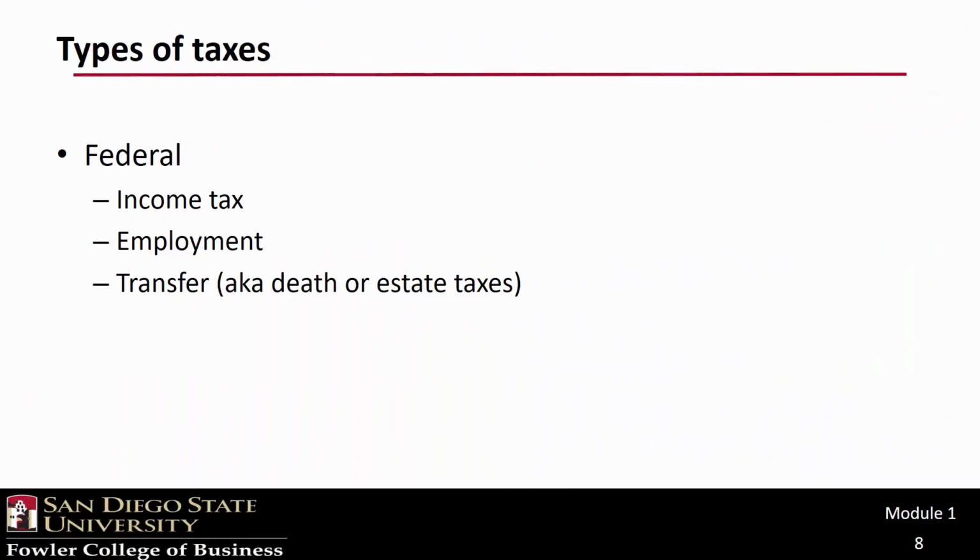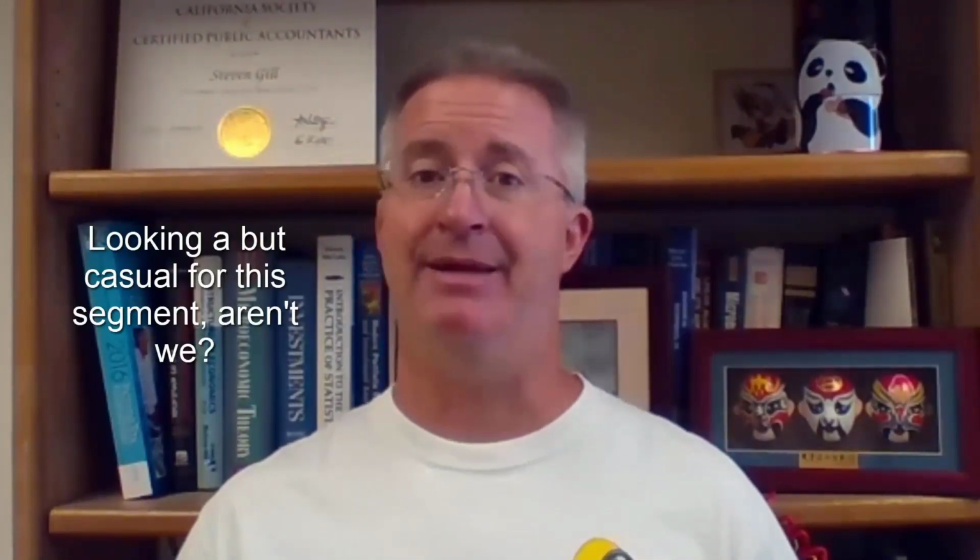Now we turn to federal taxes. The three biggies are income, employment, and transfer taxes. The federal income tax has been around since before the 16th Amendment to the U.S. Constitution. However, the 16th Amendment confirmed its legality, providing Congress with the power to tax.